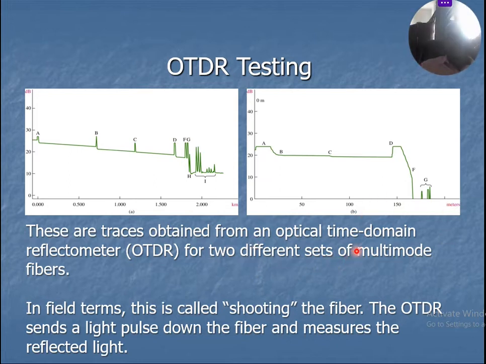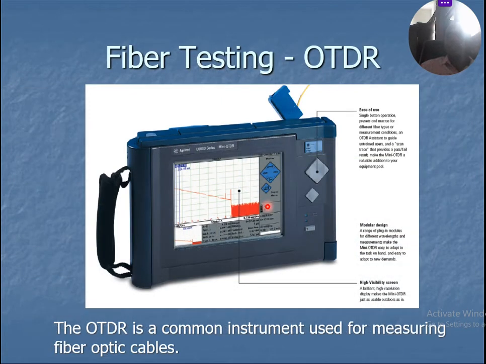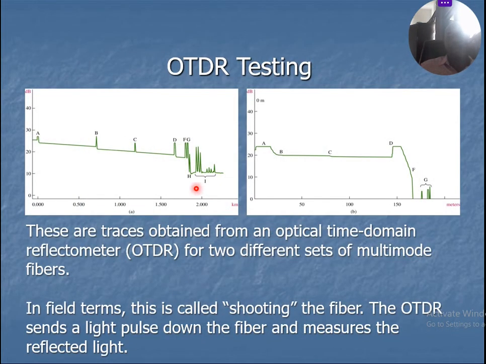Okay, now this is called shooting the fiber. In engineering, when you are in the industry, you hear the word shooting the fiber, right? The OTDR sends light pulses. How does this OTDR work? This device will send light pulses, the same way an X-ray sends light into your bones to take some measurements. So this OTDR sends light pulses down the fiber and measures the reflected light.